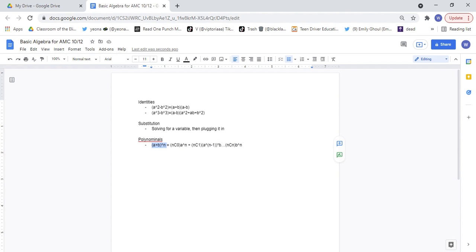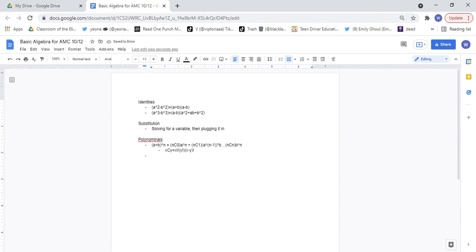And if you don't know what choose is, this is the notation I use for choose, and what this is basically equal to is n factorial. So if you're doing x choose y, for example, that is just x factorial divided by y factorial times (x minus y) factorial. That's how you define it, and if you know that, then you'll be able to use the binomial theorem.